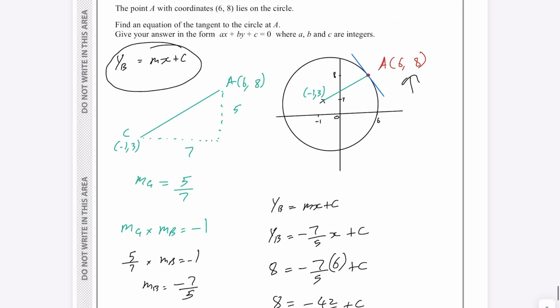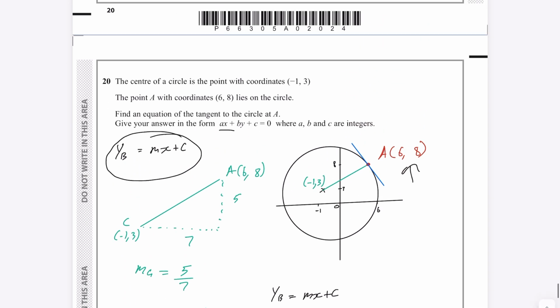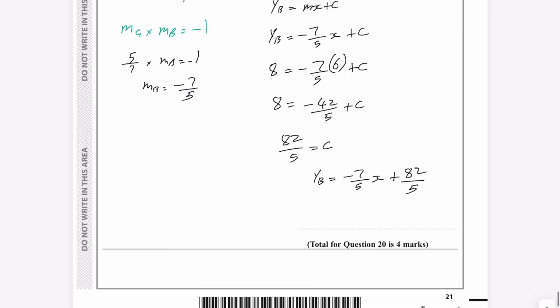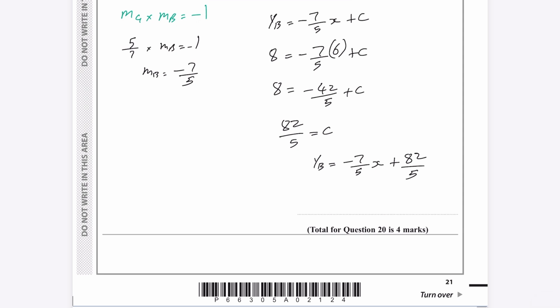However, the question does not want it in this form. It wants it in the form ax plus by plus c is equal to 0. So let's move everything over to the left, starting with x. It wants x first, so let's write 7x. So we're going to move that over, but then we're left with y. We'll just call it y. And then we're going to move c over as well. It's going to be 82 over 5.